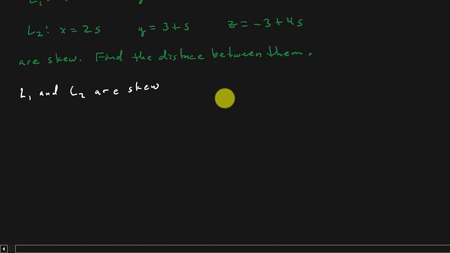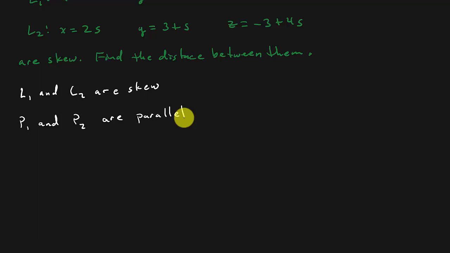So the planes that they lie in, P1 and P2, so let's say L1 lies in plane 1 and L2 lies in plane 2. We know P1 and P2 are parallel. So all we have to do to find the distance between L1 and L2 is find the distance between P1 and P2, plane 1 and plane 2. And, you know, we can do that.